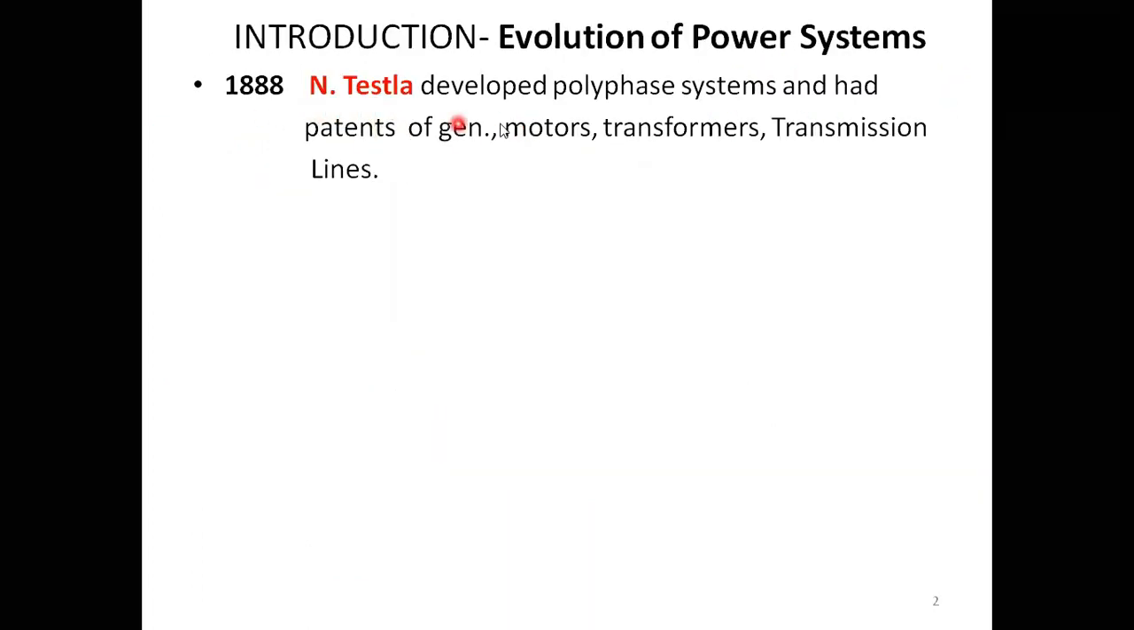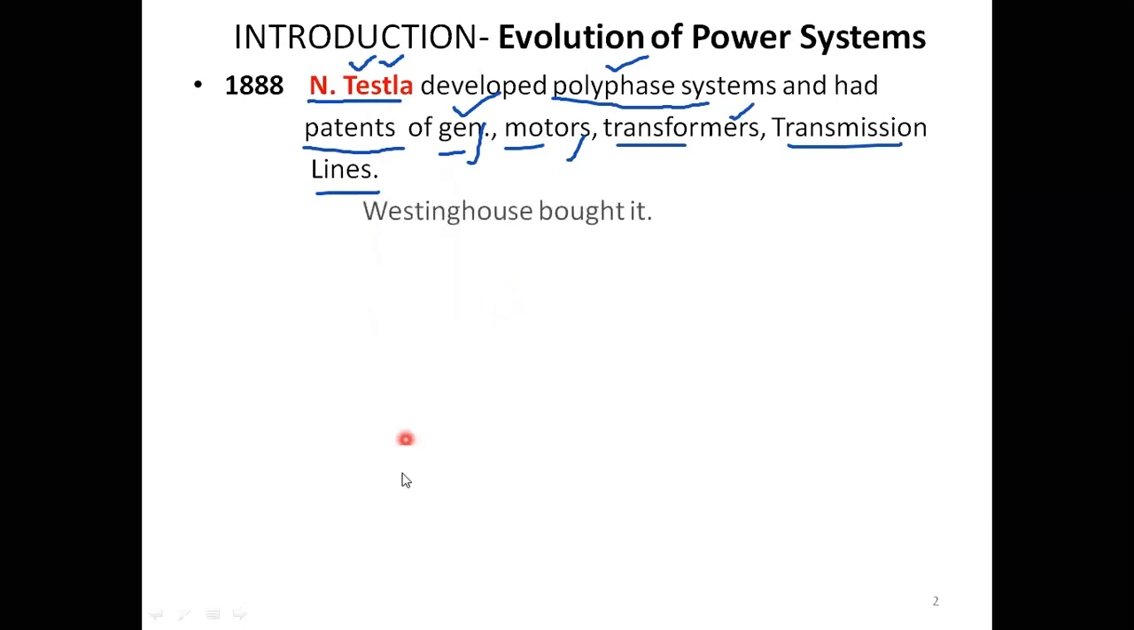Nikola Tesla developed polyphase systems. These polyphase systems were already developed in 1888, and he had the patents of generators, motors, transformers, and transmission lines. The polyphase generators, motors, and transformers are nothing but three-phase systems. He had all the patents because he developed all of these, but Westinghouse purchased them. Westinghouse bought all these patents.